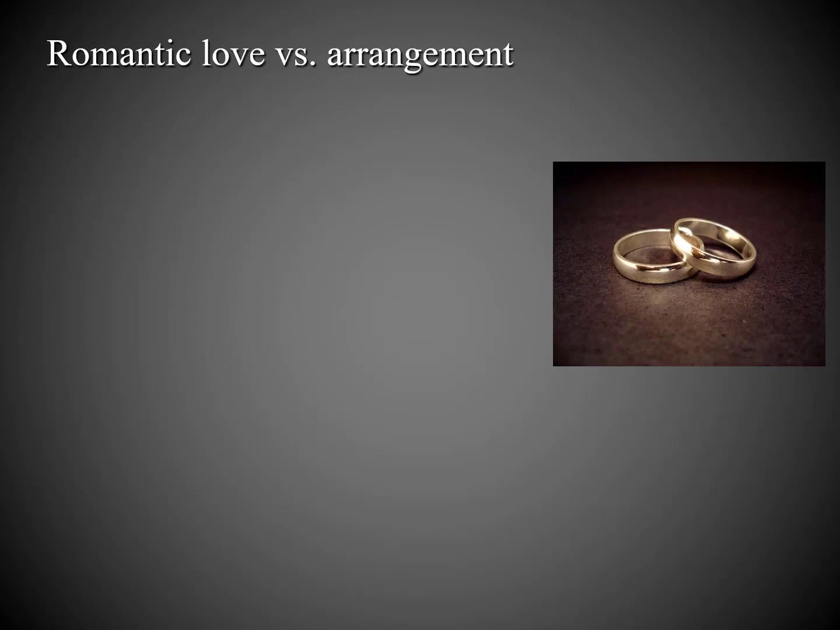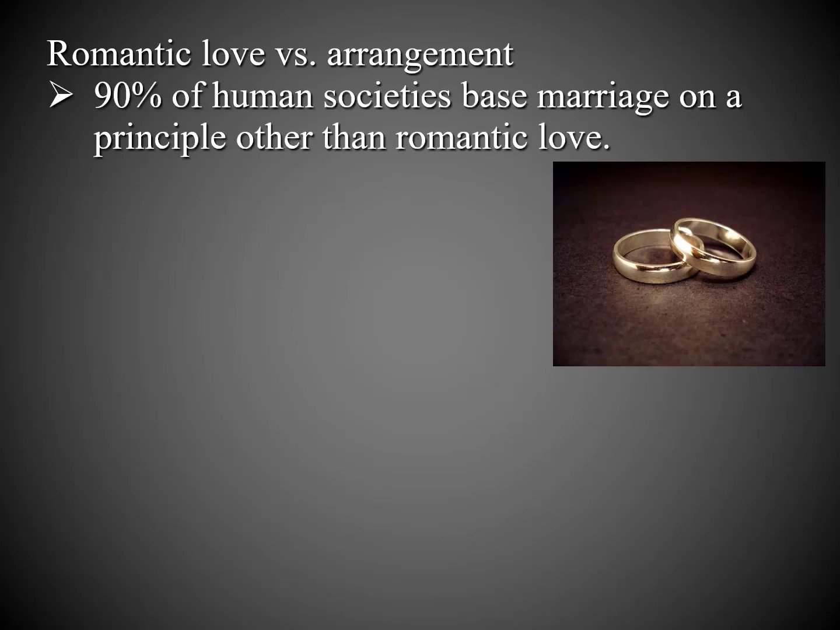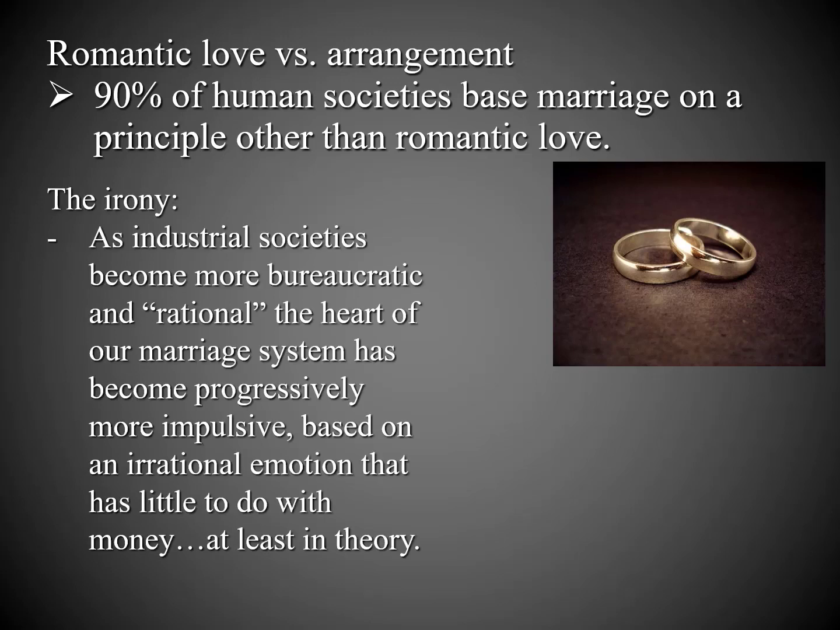Let's talk about romantic love versus arrangement for just a moment. 90% of human societies, not people, but different human societies throughout time and space, base marriage on a principle other than love. Love has nothing to do with it for many other societies. They base it off other reasons. And it's ironic. In the US, in industrial societies, they've become more bureaucratic, more rational and efficient. And yet the heart of our marriage system has become progressively more impulsive, based off these irrational emotions like love. And again, I'm going to marry for love, but it's an emotion. It's by definition not based off reason. And so we base our marriages off these emotions that have little to do with money, at least in theory, right?